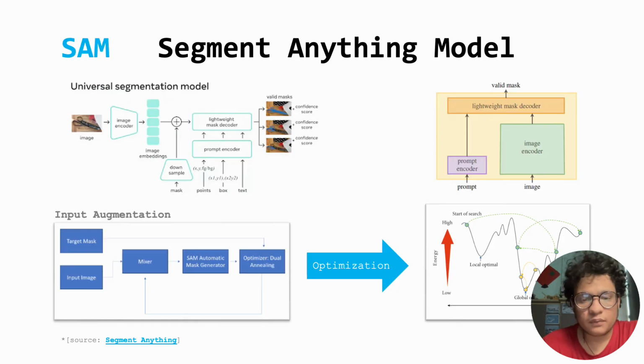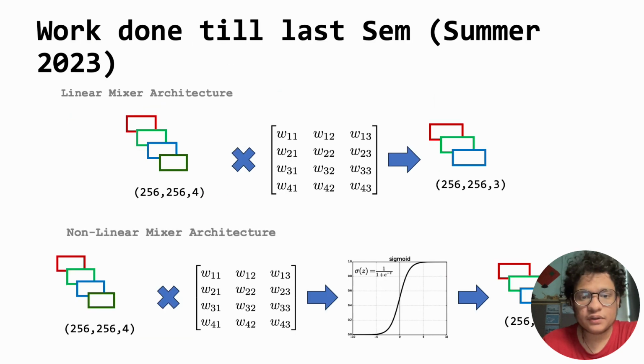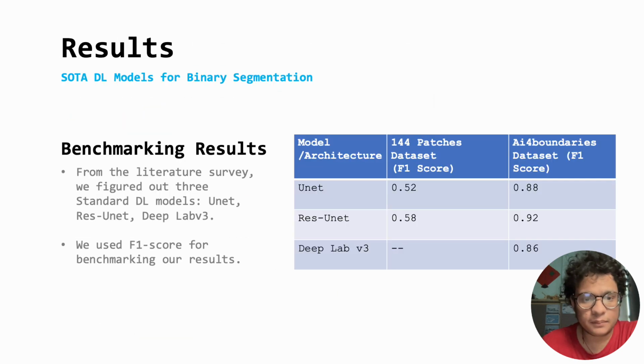So we started with it. Giving a brief architecture, it's based on ViT, a visual transformer, in which there is an encoder, a prompt encoder, and also a mask decoder, in which you can give different sorts of prompts. Our experiment was aligned more towards input adaptation, in which we adapted our input. It was done using mixers, and we optimized it using dual anything. You can see a linear and non-linear mixer.